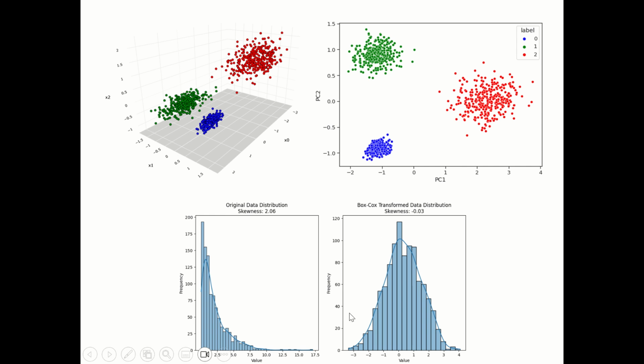And in the second figure, we apply a transformation. So this is the original data to the left, and then after a Box-Cox transformation, please note that the resulting probability distribution is more symmetrical.